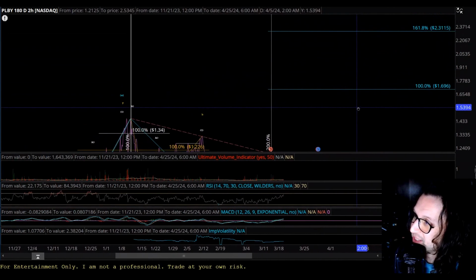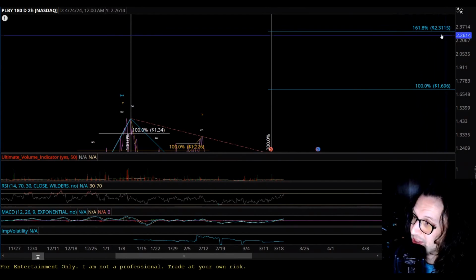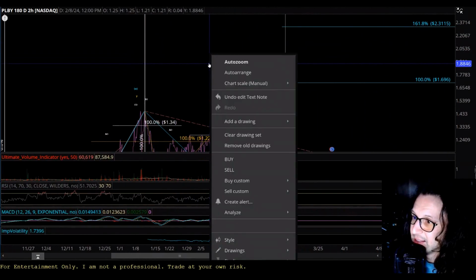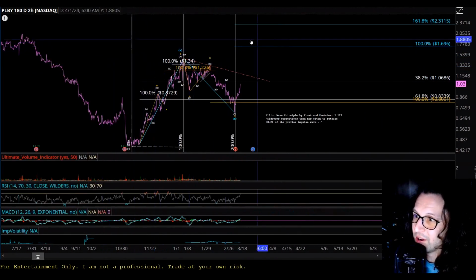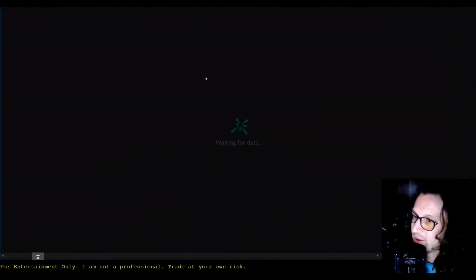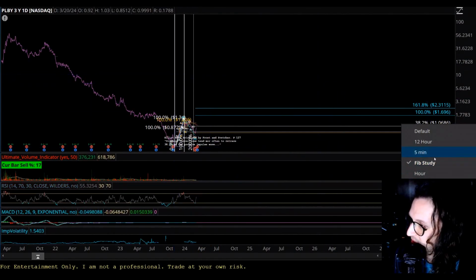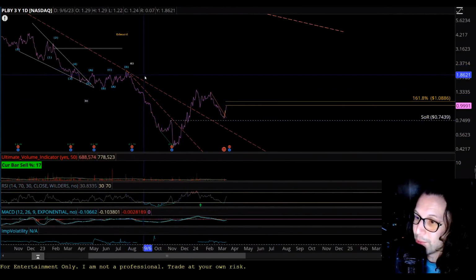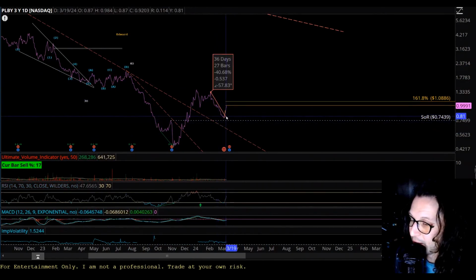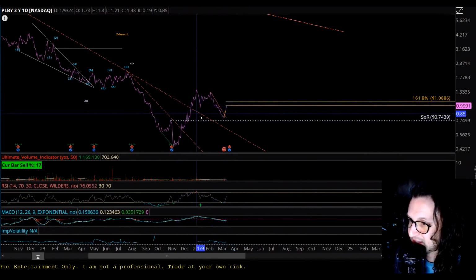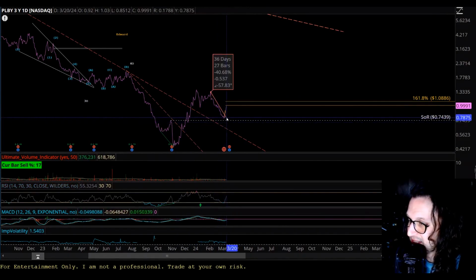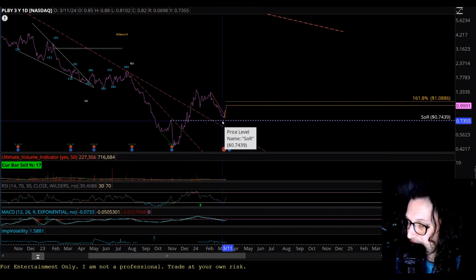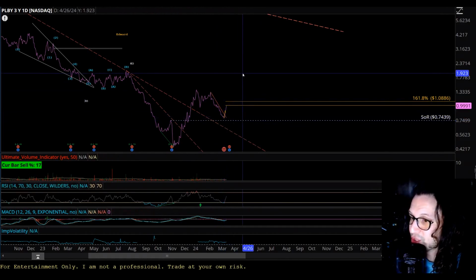And then if we get the extension up to $2.31, which is really exciting. And when I zoom out on a larger degree, let's go out to the daily time frame and just turn on the default chart. You're going to see that we've broken through 2 major downtrends, and we've come down and tested these layers of support and resistance near 74 cents. And now we're seeing the price reverse and push higher.